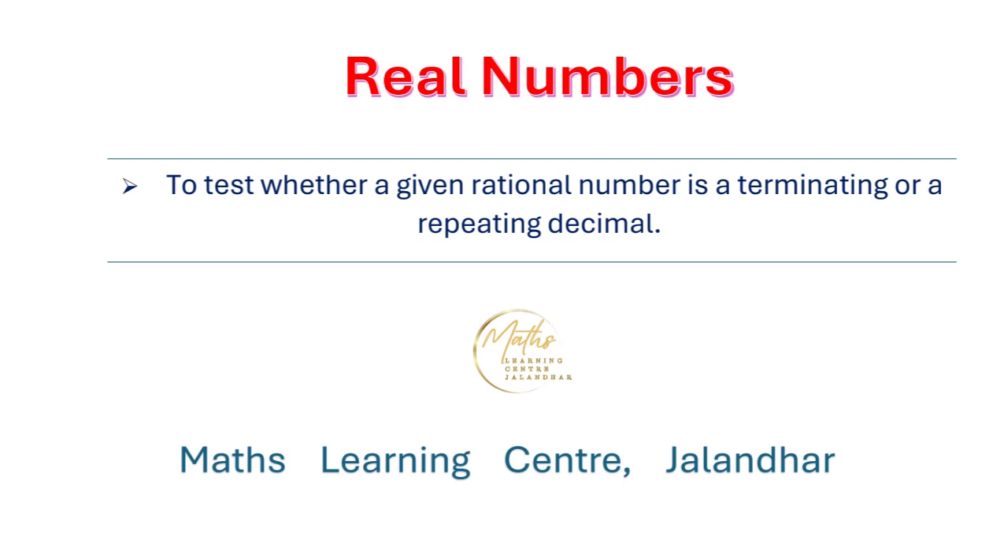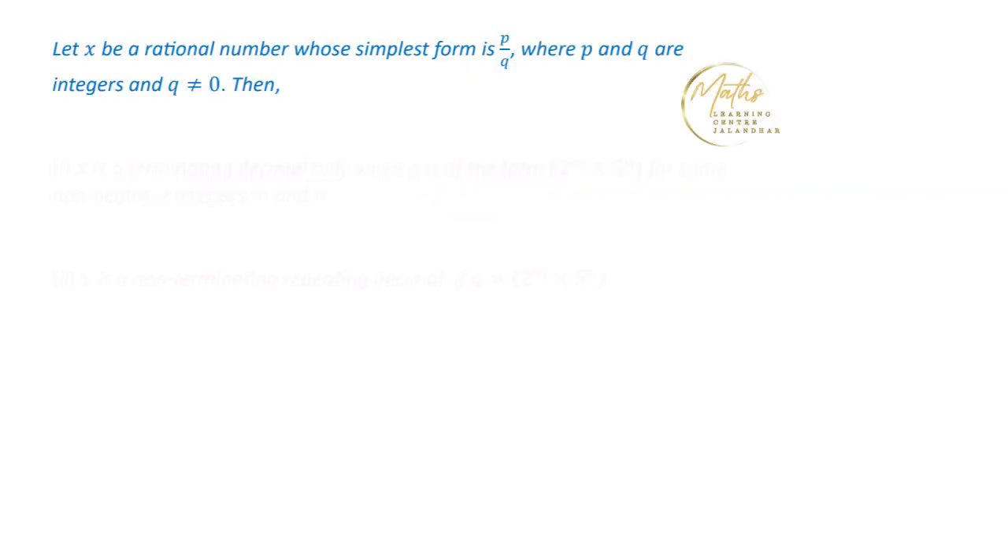In this presentation on real numbers, we are going to discuss a test to check whether a given rational number is terminating or a repeating decimal number. Suppose x is a rational number whose simplest form is p by q. The term simplest form is important here: the rational number should be in the simplest form.